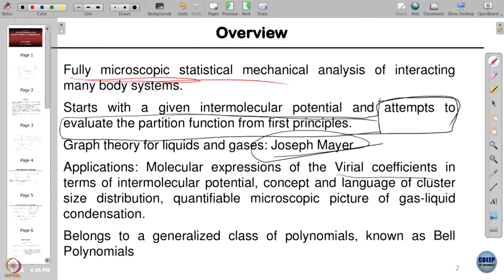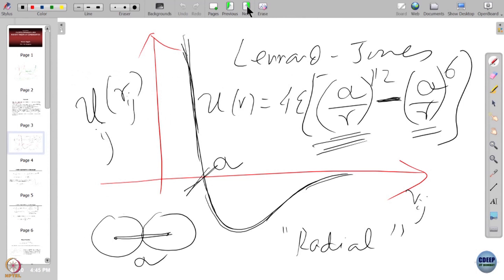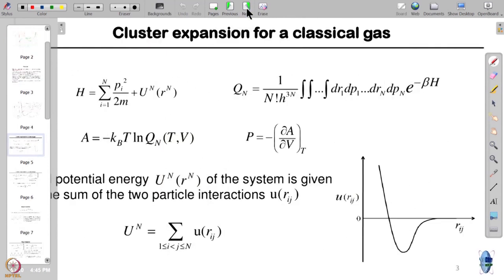It gave a derivation of virial coefficients. It explained many of the things of van der Waals, the language of clusters, the size distribution of clusters, which is so popular, and a microscopic picture of the gas-liquid transition. All these things came out. This is interaction, but we have already done that. Now, let us start the working.